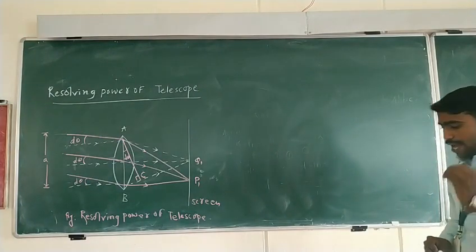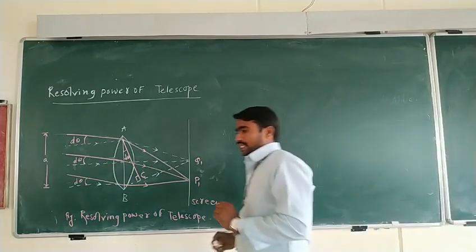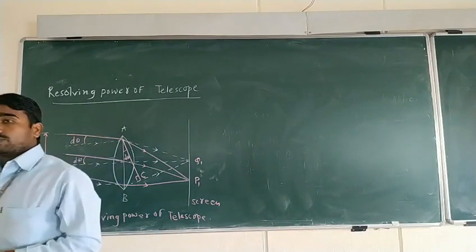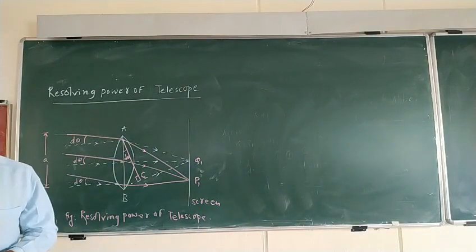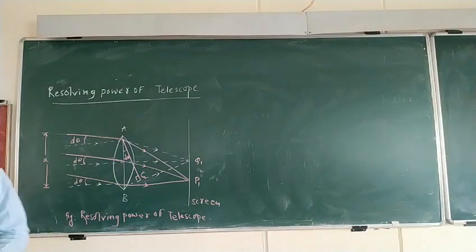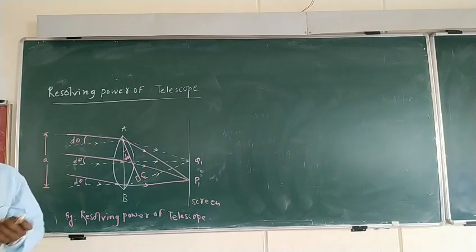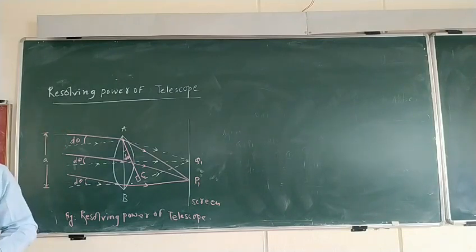A microscope is an optical device which is used to see the smallest object clearly, but a telescope is an optical instrument which is used to see the distant object clearly, meaning the objects which are placed at a large distance. If you want to see these objects, then we have to use the telescope. A telescope is an optical instrument which is used to see the distant object clearly. Then next one, what is meant by the resolving power of telescope, right?